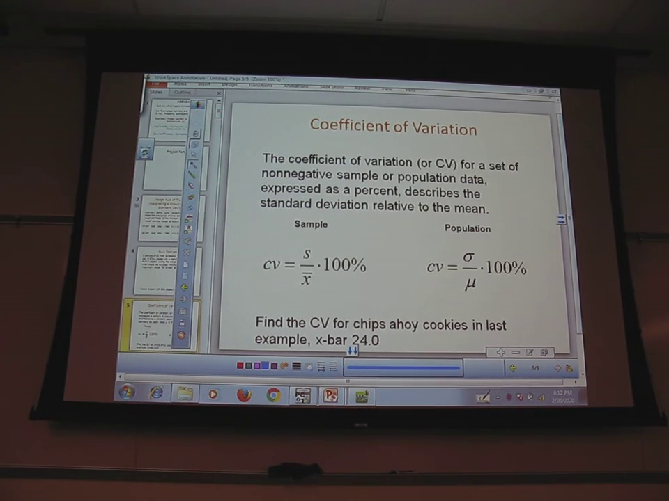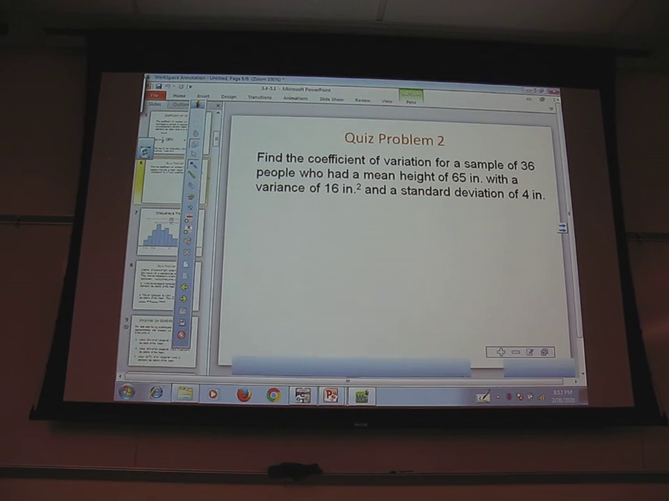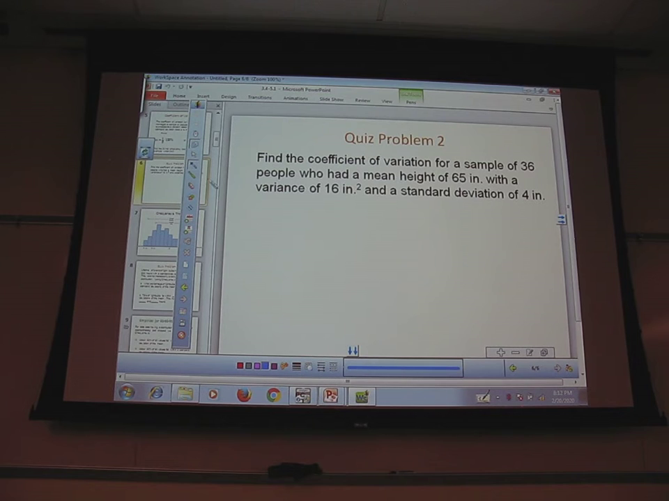Imagine you guys have gotten this far. So here, what are all these things? Sample of 36 people. What's 36? The sample n. That's my n. So get used to sorting out what these numbers are. Mean height of 65 inches. What's 65? That's my x bar. With a variance of 16 inches squared.